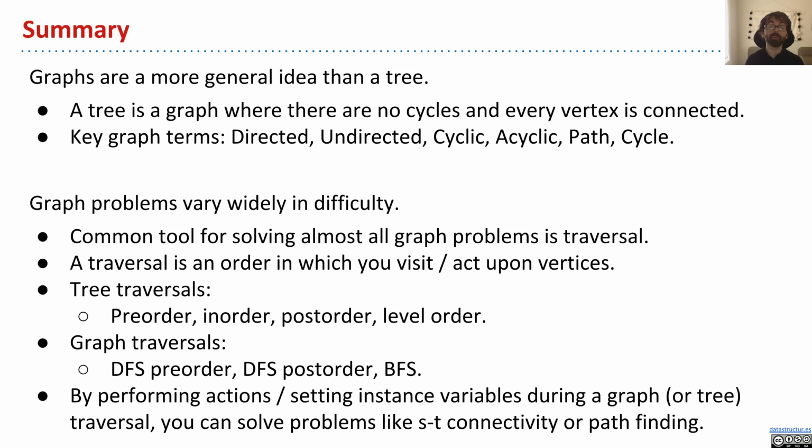So a common tool for solving almost all problems is some kind of traversal, and a traversal is the order in which you visit or act upon your vertices. So we had 4 different tree traversals, 3 different graph traversals, and essentially, by performing actions or setting instance variables during a traversal, you can solve interesting problems like printing out all the items in the tree or graph, or ST connectivity, or pathfinding, or many, many other problems out there like Euler paths, Hamilton paths, and so forth.